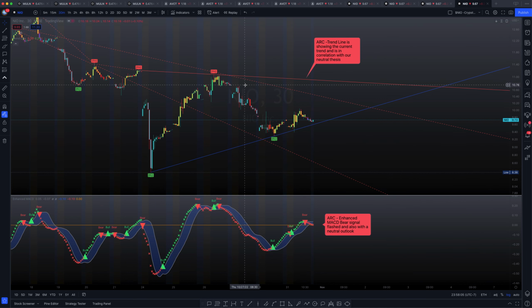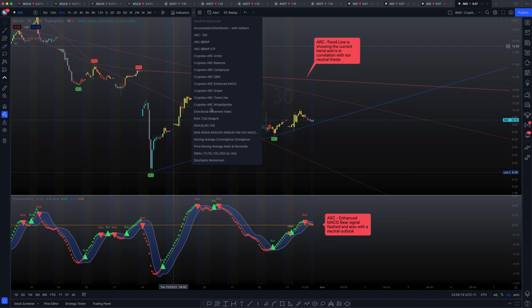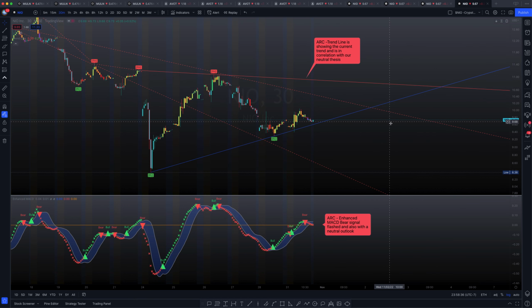So let's move on to the last part of this chart right here, you guys. What we're looking at here are two separate indicators. This is one and this is another. This is called the ARC Enhanced MACD, and this is the ARC Trend Line. These indicators are actually in partnership with myself and Crypstex Trading. They are a very smart group of coders that have partnered with me in creating some custom indicators used for momentum style, day trade style, and scalp style trades for us to be able to see.